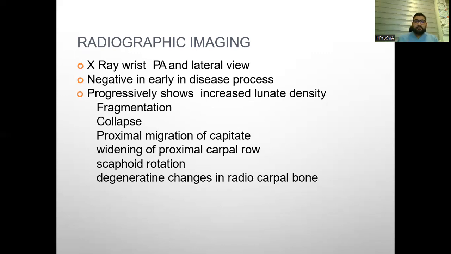In the later radiographs, you can see the fragmentation, collapse, proximal migration of the capitate, widening of the proximal carpal row, scaphoid rotation, and degenerative changes in the radiocarpal bone.